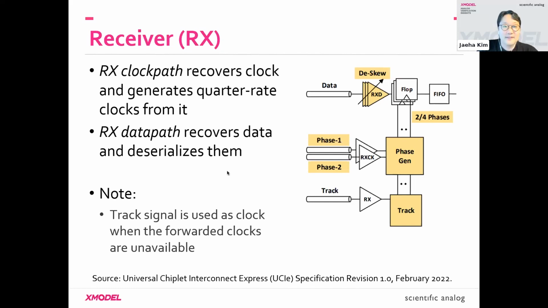Okay, so let's move on to the receiver. So the receiver won't be as long as the transmitter because it's relatively simple. The receiver also has two components. One is the clock path, which generates the clock. Basically, it just recovers the clock based on the forwarded clock from the transmitter. And then it has the data path, which samples the data using those clocks, recovers the digital data, and deserializes them.